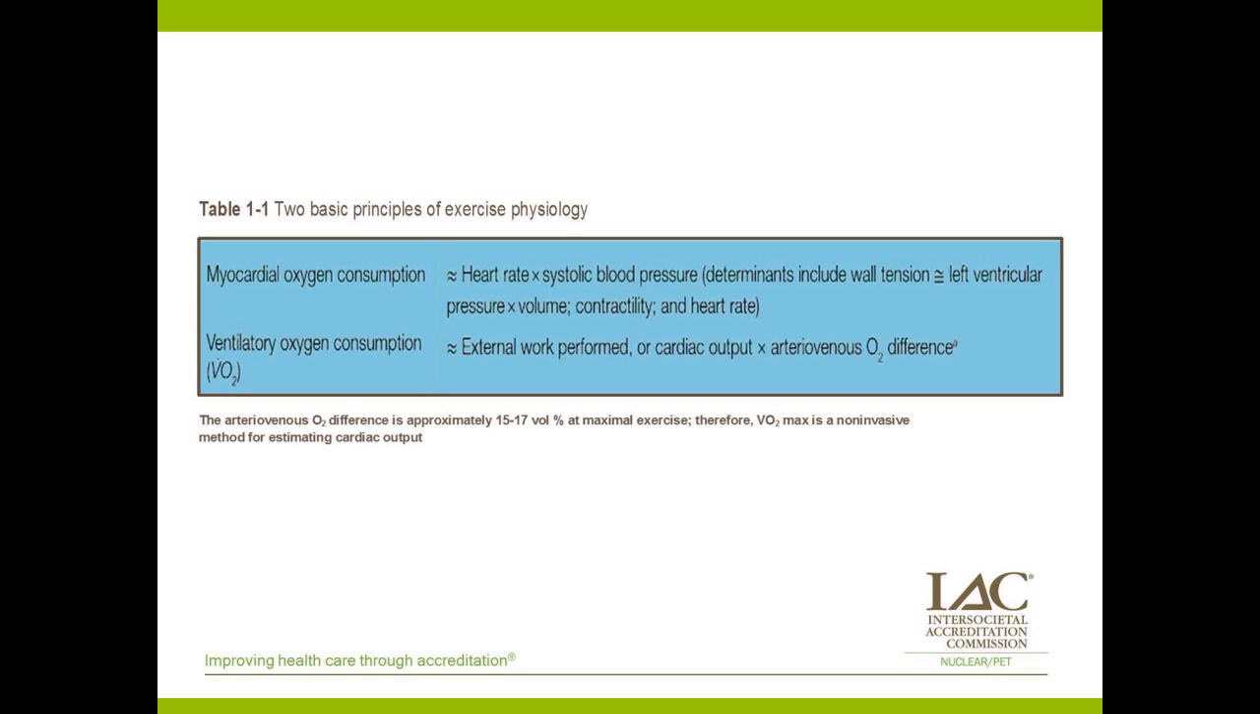These determine wall tension, which is proportional to left ventricular pressure and volume, as well as contractility and heart rate. So oxygen consumption is dependent on all of these factors, while ventilatory oxygen consumption is proportional to external work performed, or cardiac output times the arteriovenous oxygen difference. And that arteriovenous oxygen difference is generally around 15 to 70% volume percent at maximum exercise. Therefore, VO2 max is a non-invasive method for estimating cardiac output.